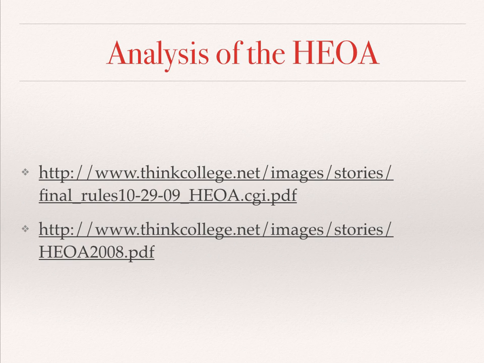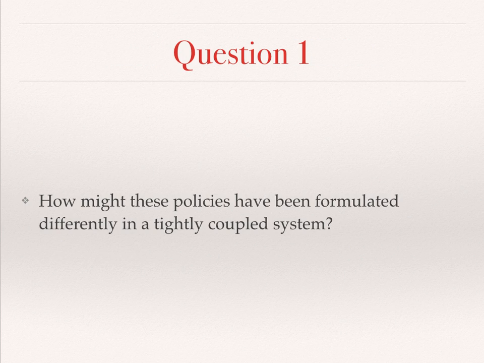utilized within higher education. And then Title XI is how institutes of higher education report and study different things and how that information is kind of pushed back to the federal government. So the first question that deals with our assignment is how might these policies that have been formulated, how might these policies have been formulated differently in a tightly coupled system?